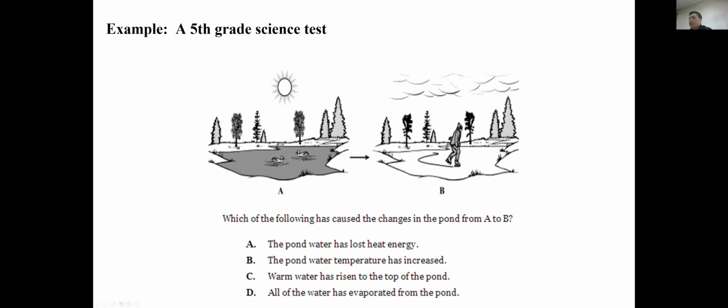This work is motivated by, for example, this fifth grade science text. Basically, the title is you show two images. One obviously is a summer with a pond with two dogs swimming in a pond and trees. And the next one obviously looks like it's winter, someone skating on this lake or pond. The question is, which of the following has caused the changes in the pond from A to B? So this is a science question.